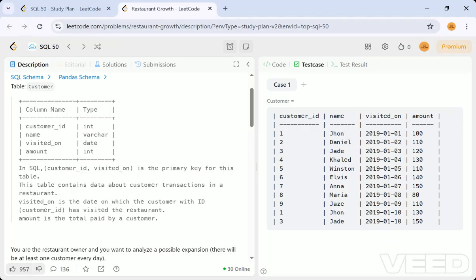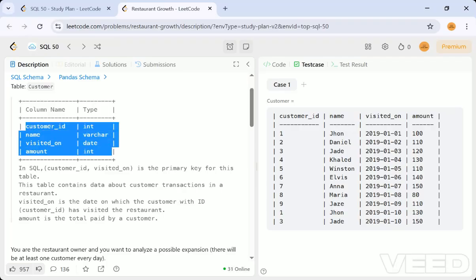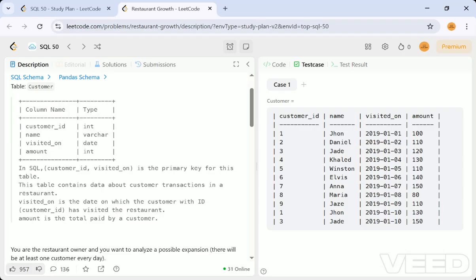Customer is a table. They have given some columns: customer ID, name, visited on, and amount. ID is an integer, name is a varchar, visited on is a date, and amount is an integer. The combination of customer ID and visited on is the primary key, so it's a unique value.